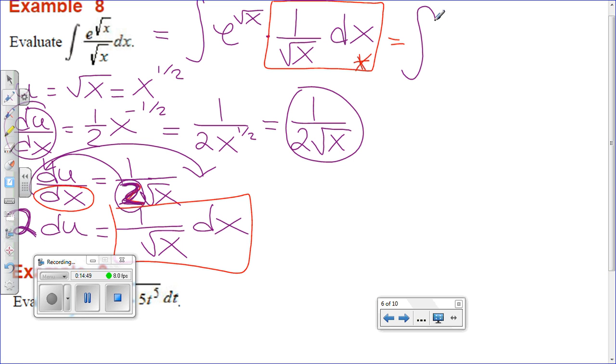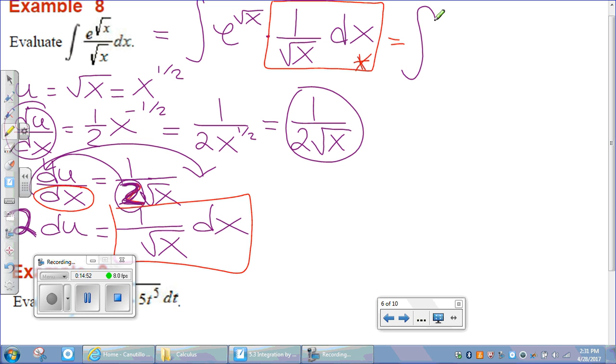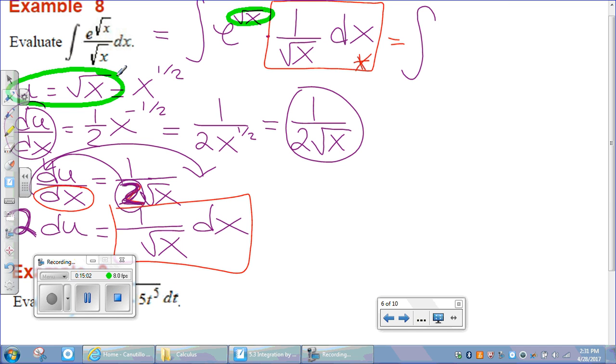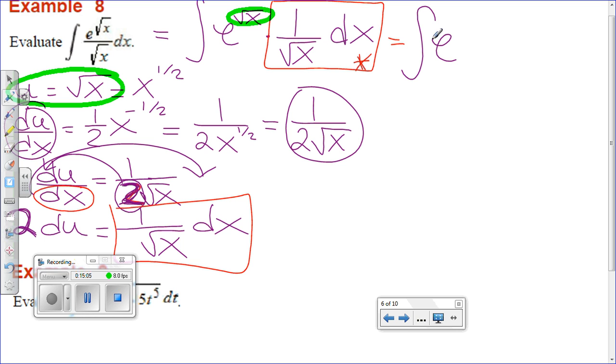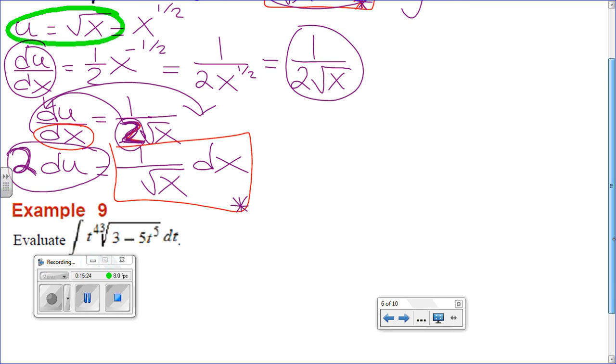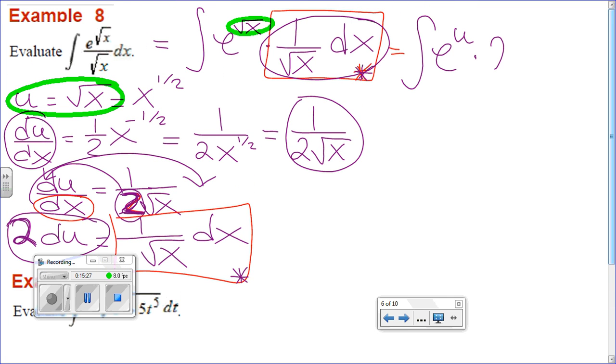So we're calling the square root of x to be u. So instead of having here e to the power square root of x, I'm just going to say e to the power, what letter? Okay. Now all this stuff here is going to come from here, because this expression and this one are equivalent. Okay? So then 2 times du. Yeah? Is it starting to click?